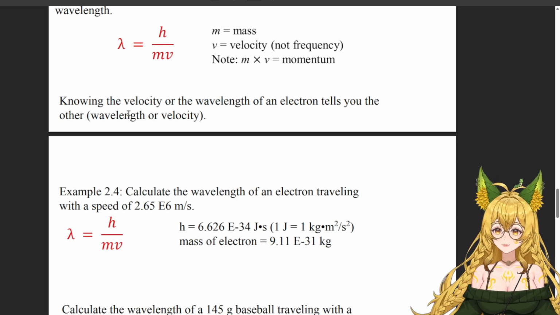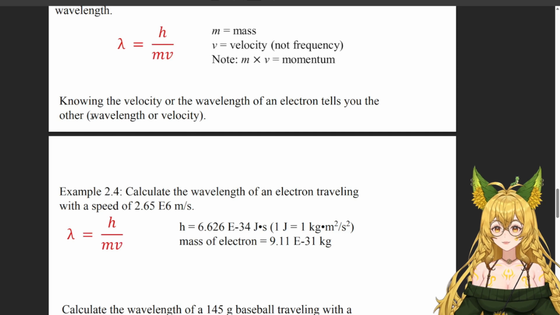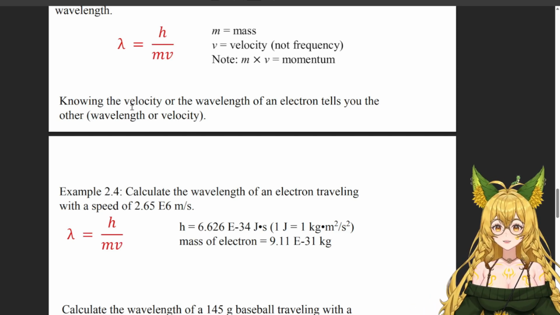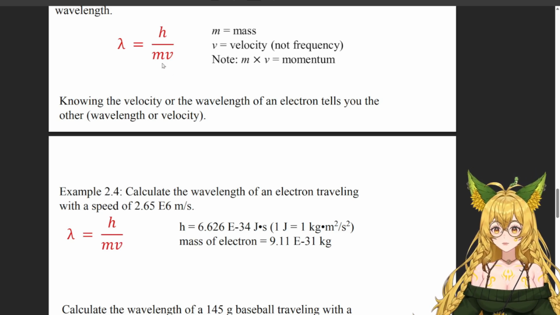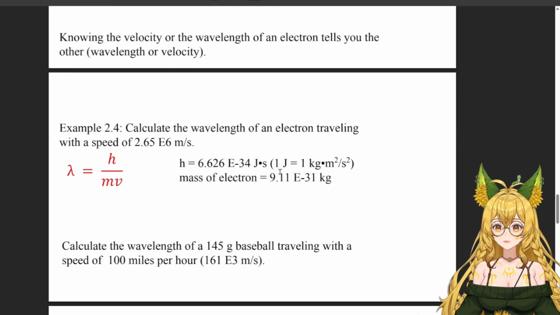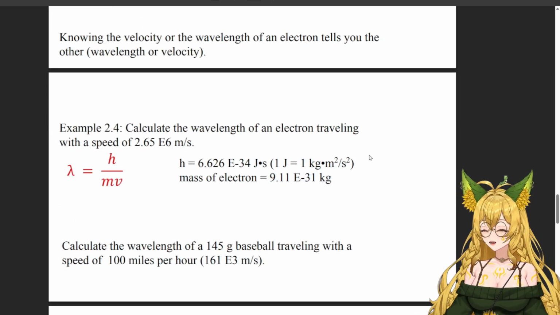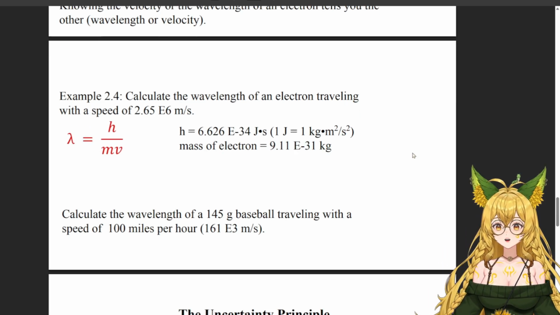But knowing the velocity or the wavelength of an electron tells you the other. So if you know the velocity, then you could get the wavelength. And if you know the wavelength, then you know the velocity, because you will always know Planck's constant. And even with the mass of an electron as well, because the mass of an electron will always be the same. It's not going to change depending on the element. The mass of an electron will always be the same.